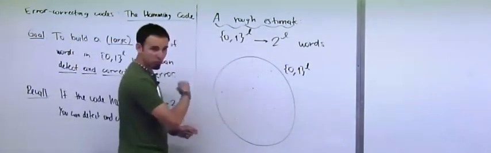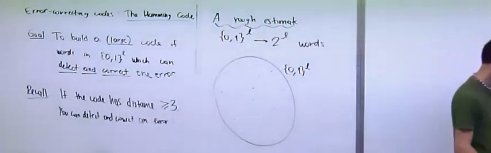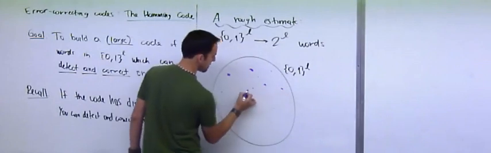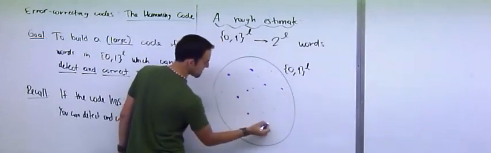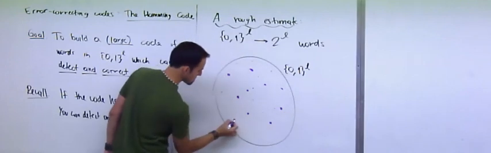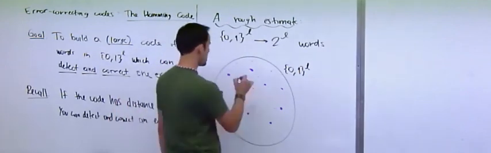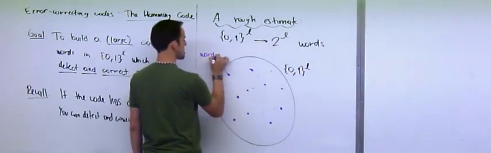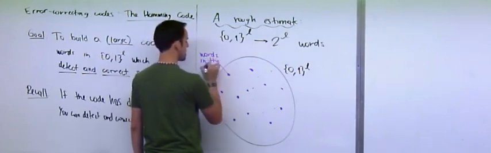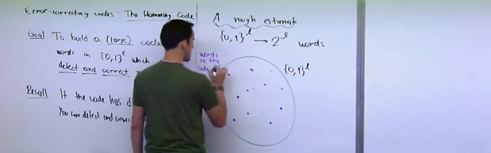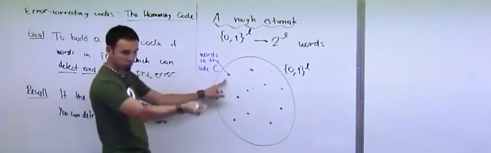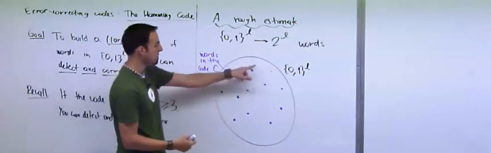Now, the code is going to consist of some of these words, not all. So the code maybe consists of this word, and this word, and this word, and this word, this word, this word. These purple guys are the words in my code, the words in the code C. So the purple words are the ones that I'm going to use to send you messages, and the black ones I'm never going to use.